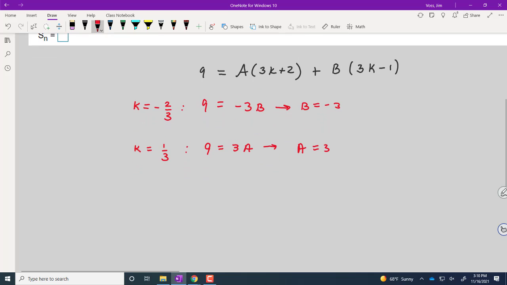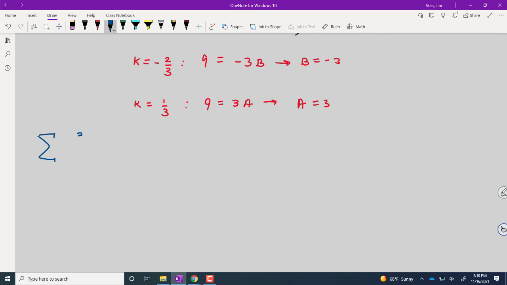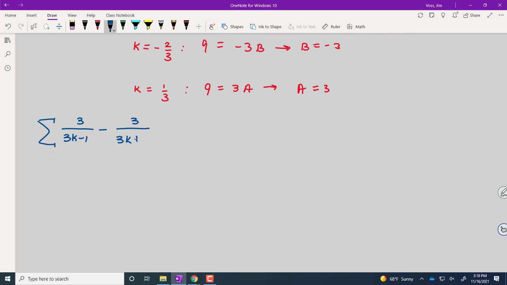So now we can write our summation in telescoping form. So it's 3 divided by 3k minus 1 minus 3 divided by 3k, was it plus 2? 3k plus 2. And we're going to start this one at 0 to make it a little more complex.